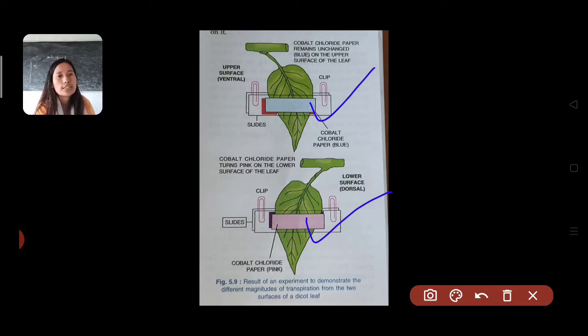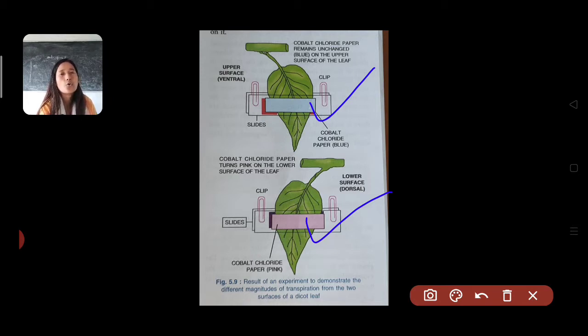This particular experiment is very important. Time and again they have asked questions from this experiment. On which side of the leaf is the magnitude of transpiration higher? Why are they using cobalt paper? Before keeping the setup in the sunlight and after keeping it, what is the result observed? They will ask you this kind of question. So this particular experiment is very important.